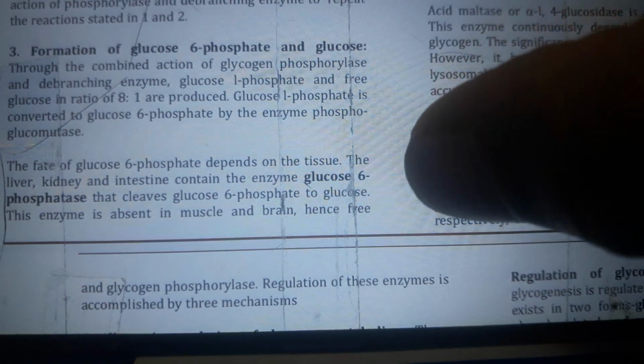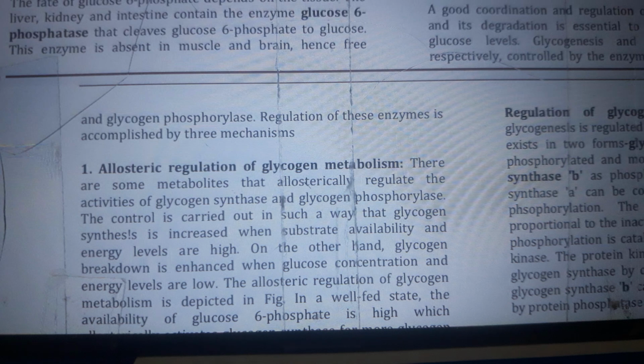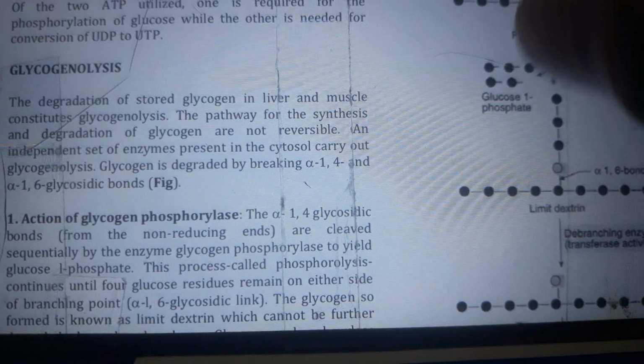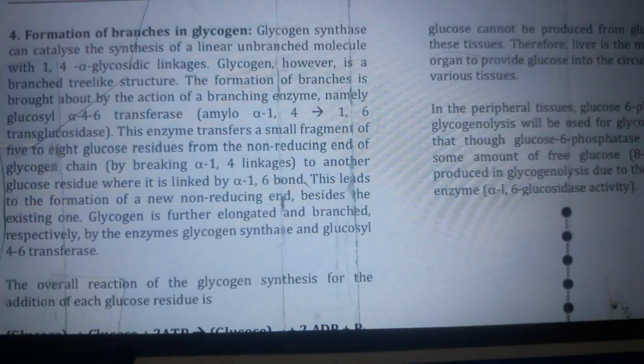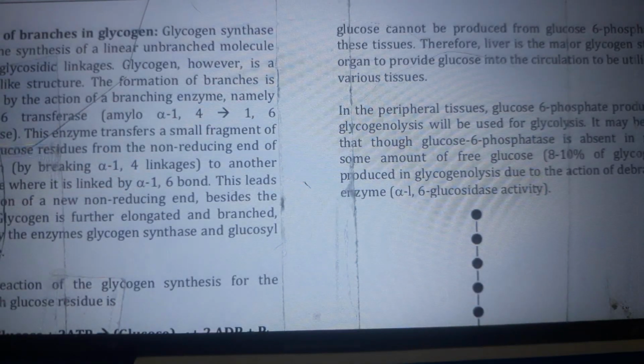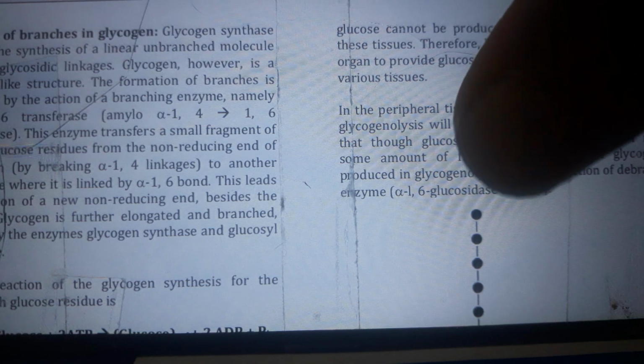Glucose 1-phosphate is converted to glucose 6-phosphate by the enzyme phosphoglucomutase. The fate of glucose 6-phosphate depends on the tissue. The liver, kidney, and intestine contain the enzyme glucose 6-phosphatase that cleaves glucose 6-phosphate to glucose. This enzyme is absent in muscle and brain, and hence free glucose cannot be produced from glucose 6-phosphate in these tissues. Therefore, liver is the major glycogen storage organ to provide glucose into circulation to be utilized by various tissues.